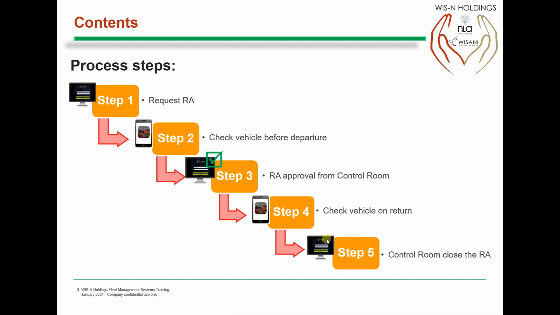You will then, as Control Room, go back into the system to see if the vehicle has had its return check, because only then, once you have checked that the return check has been done, can you close the RA on the fleet management system. Again, there will be another video to show you when you need to close the RA system after you have checked on the Autobid system if the vehicle has been returned.